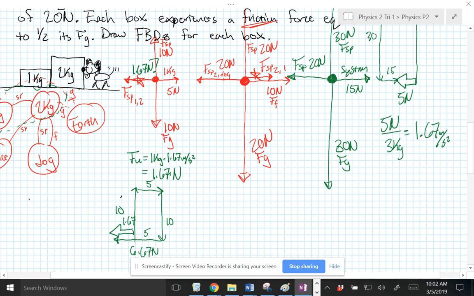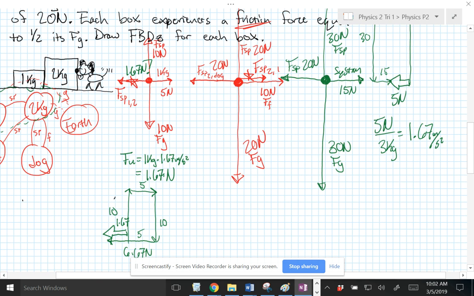Here's where the force pair thing comes into play, okay? You want to be ready for that when it comes up again, which it will, because it always does. So this force right here, it's not 1.67.